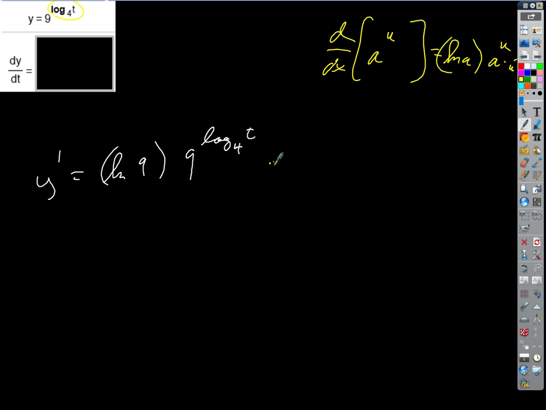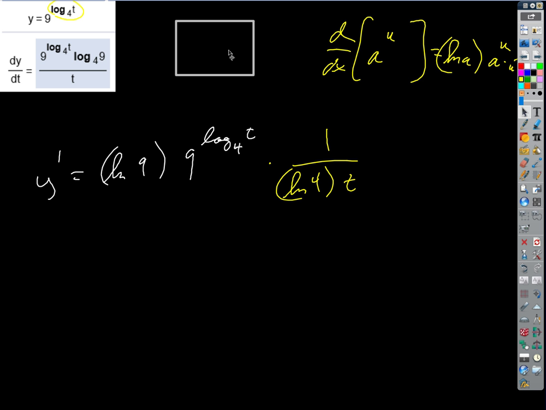L and then 4 T. So 1 over natural log 4, so u prime, derivative of t is 1, over natural log of 4, because that's the base of the log, times u, which is t. And so we could simplify that a little bit, I guess, to make it look like that if you wanted to.